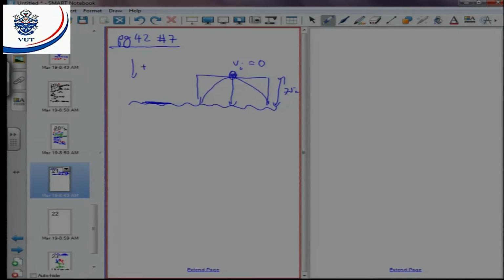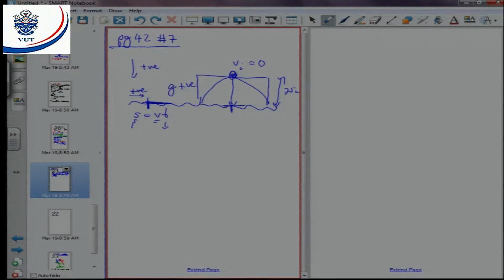I've chosen down as positive for the stone, and towards the right as positive for the log. So we know g for the stone is positive 9.8. We need to find the time, because s equals vt. We know the speed of the log. We just need the time to find the distance that the log traveled before it actually reached the stone.